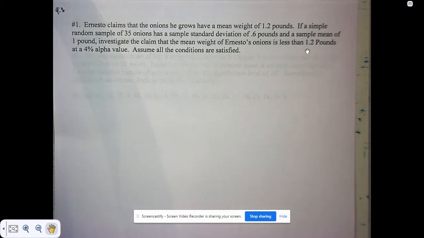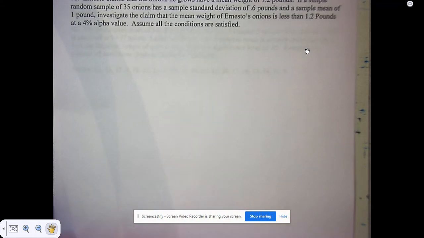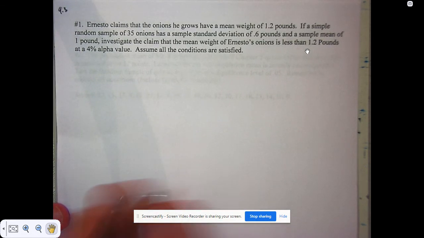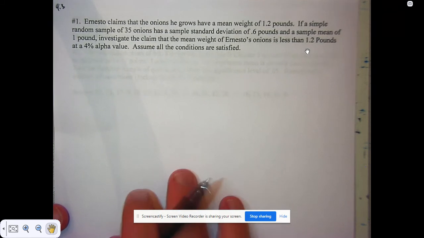Assume all the conditions are satisfied. So we don't have to do the conditions on this. I'm going to address them as I go through the video, but we're not going to full on write out the conditions. You guys have done that enough. Go back and look at the other information that we have.